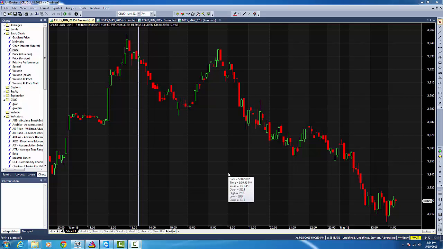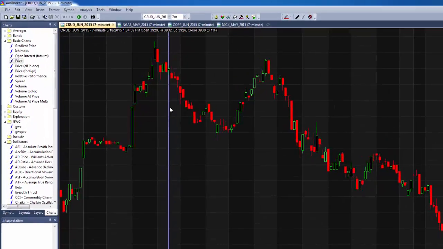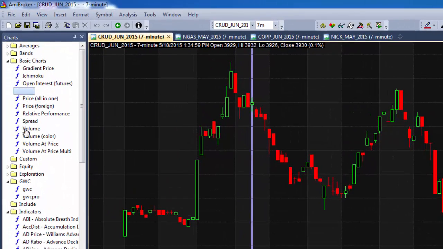Welcome. In this video presentation, we will see how to use Goodwill Commodities Indicator. In this chart menu on the left hand side, you can see GWC. In this folder, you have two indicators. One is GWC and the other is GWC Pro. Both are different sets of indicators with different formulas and trade strategies.